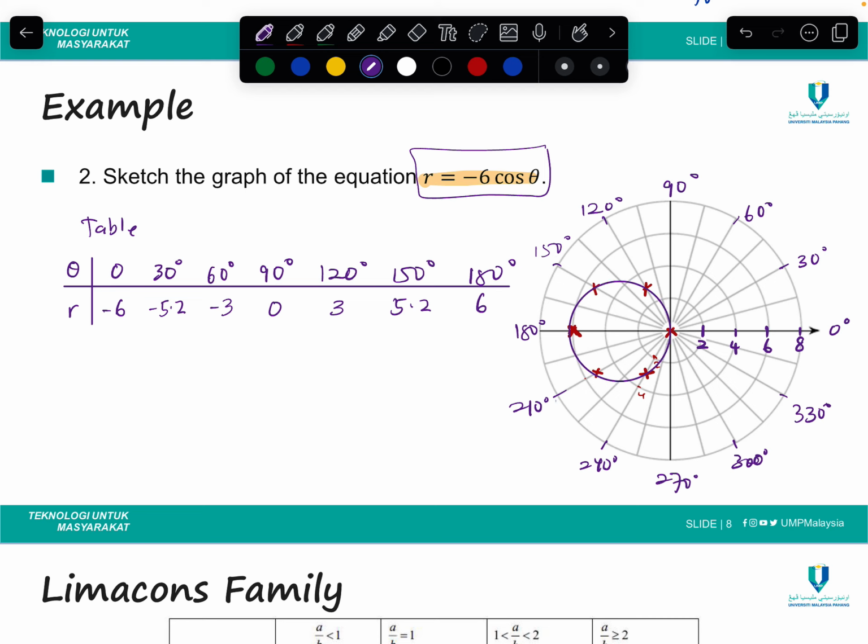So it's consistent with the theory. The general form is 2a cos theta. Since we have a negative, you can put a negative. So your 2a is 6, a is 3. So you can check the radius here is 3. The radius of the circle is 3, and the position of the circle is on the left side. Okay, so it's consistent with the theory.